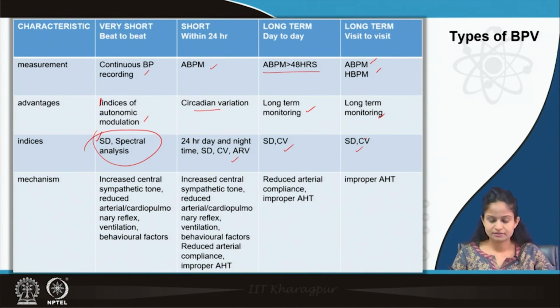The mechanisms are more or less the same for the short term regulation and the long term regulation. There is increased central sympathetic tone, reduced cardiopulmonary or arterial baroreflex, ventilation and behavioral factors for beat to beat variations. For short term variations also the same. For long term variations generally there is reduced arterial compliance, and there is either non-compliance to the antihypertensive treatment or irregular or improper antihypertensive treatment going on. So, that is why there is long term blood pressure variability.